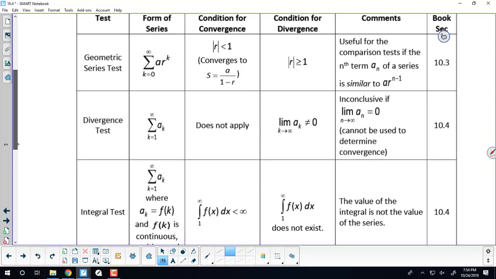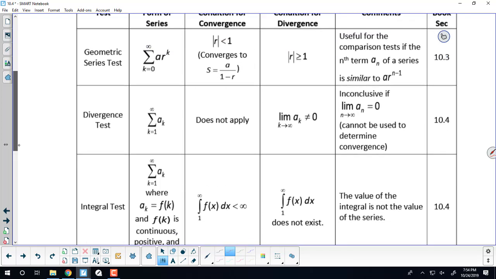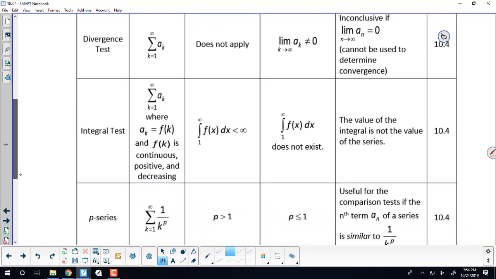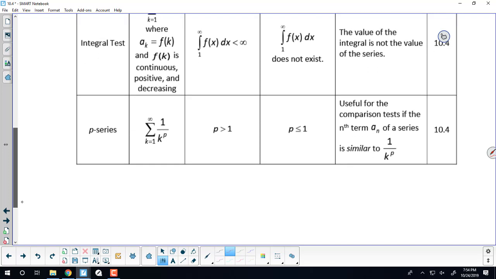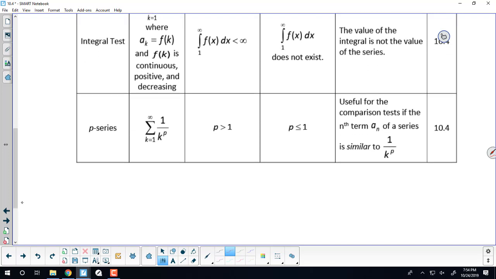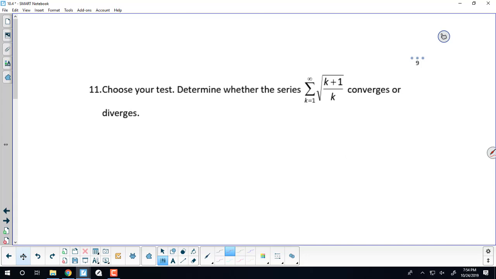So here's what we've looked at so far. We've got a geometric series test, a divergence test, an integral test, and a p-series. And those are the conditions for convergence or divergence. We will be adding to this, so it's not fully complete, but it's where we're at so far. All right, choose your test. Determine whether the given series converges or diverges.